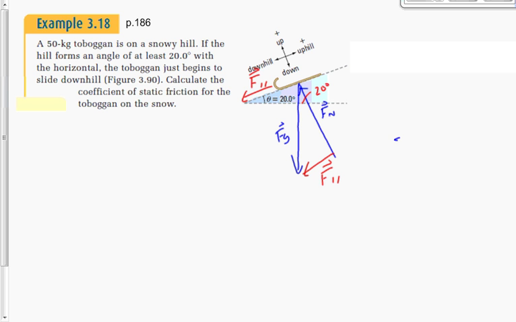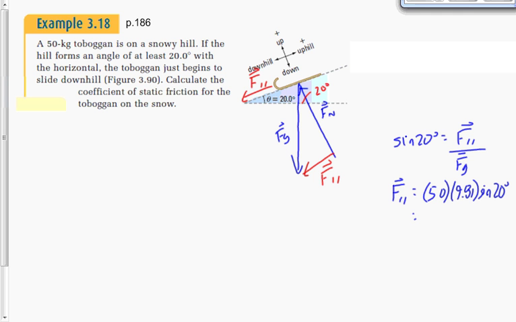Let's say sine 20 degrees is equal to opposite over hypotenuse. So F parallel is equal to 50 kilograms times 9.81 times sine 20 degrees. Gives us 167.76. Thank you, Bray. All right, so let's label that there as F parallel.